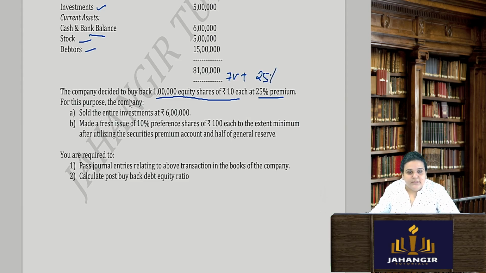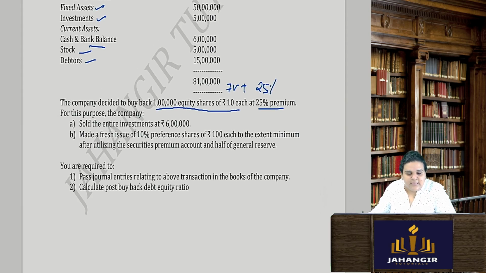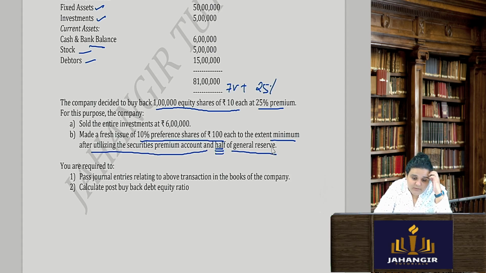For this purpose, the company sold their investments, which investments are at rupees 6 lakhs, and made a fresh issue of 10% preference shares of rupees 100 each to the extent minimum after utilizing the securities premium account and half of general reserve. So now they have not given me number of preference shares to be issued. Fresh issue also they are doing, and they are using reserves and surplus also.